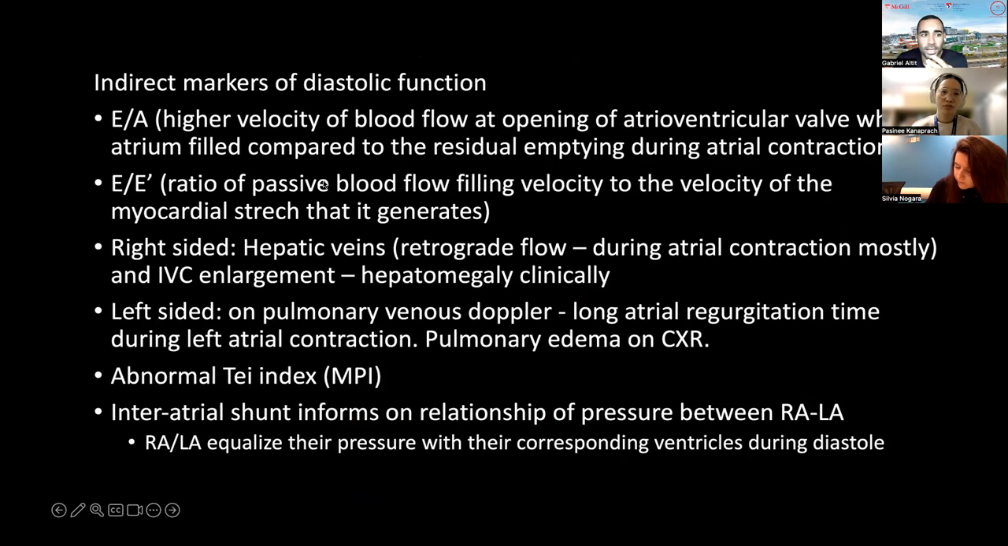So indirect markers of diastolic dysfunction: the E on A ratio, the E on E prime. We'll go over E on E prime when we talk about tissue Doppler imaging. So E on A, typically you have a higher velocity of blood flow at the opening of the atrioventricular valve because that's when the atrium is completely filled. And so you open your valve and you get this gush of fluid into your ventricle that's now completely empty. So the gradient of pressure is at its highest peak at that point between the atrium and the ventricle. And then eventually you get residual emptying during the atrial contraction. As we know, the atrial contribution to the filling is much lower than the contribution of the passive filling.